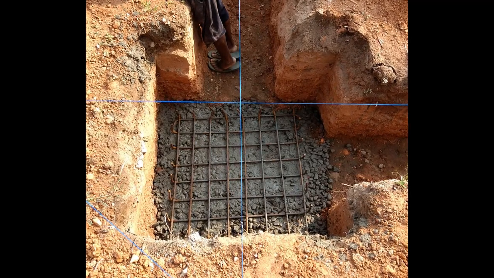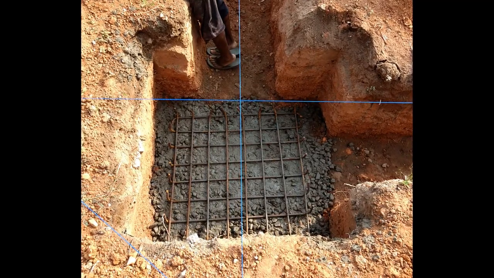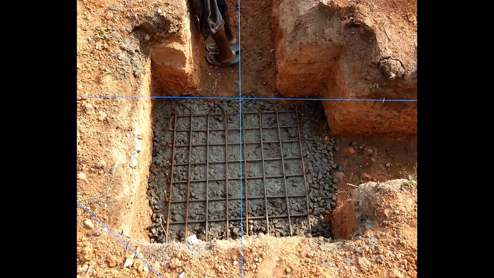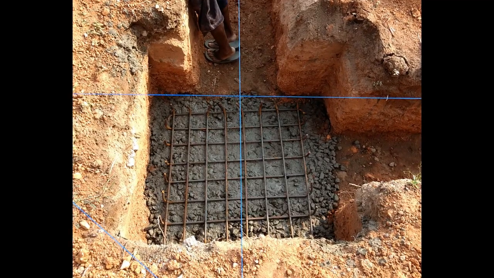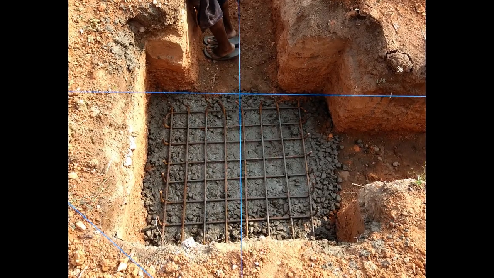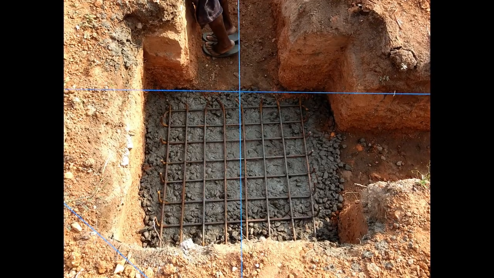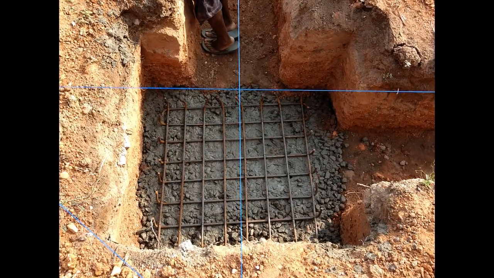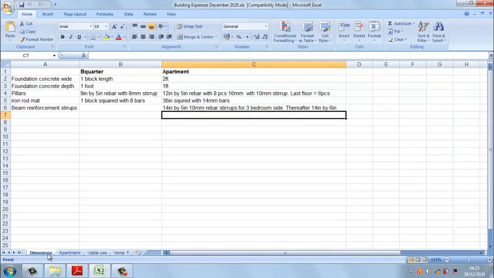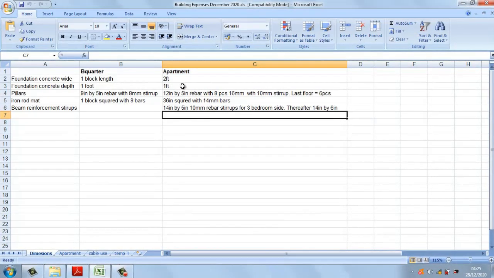So with this done, you just have to put in a little bit of concrete and then you should be good to go. So let's get straight into the cost of the iron rods, since we have already started talking about reinforcements. For the dimension and the cost, you would notice that the trench is 2 feet like I indicated, and then the thickness of the concrete was about 1 foot.